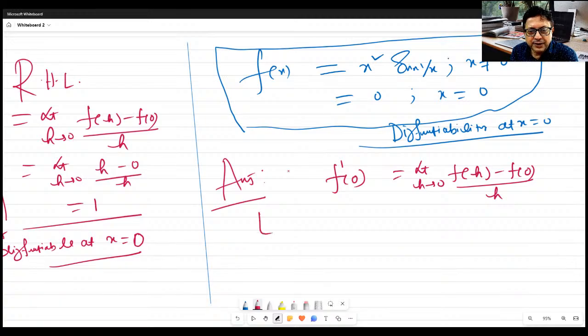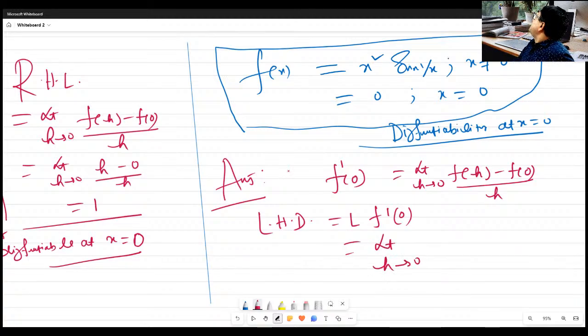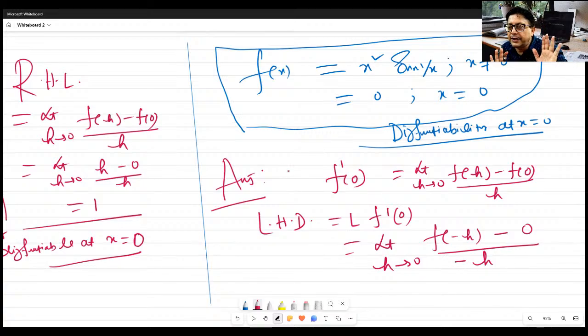So let us write LHD, or you can write L f dash 0. This is limit h tending to 0, f of minus h, f(0) value you just put it there, by minus h. Clear? This approach you understand? Now let us put the value of f of minus h over there.